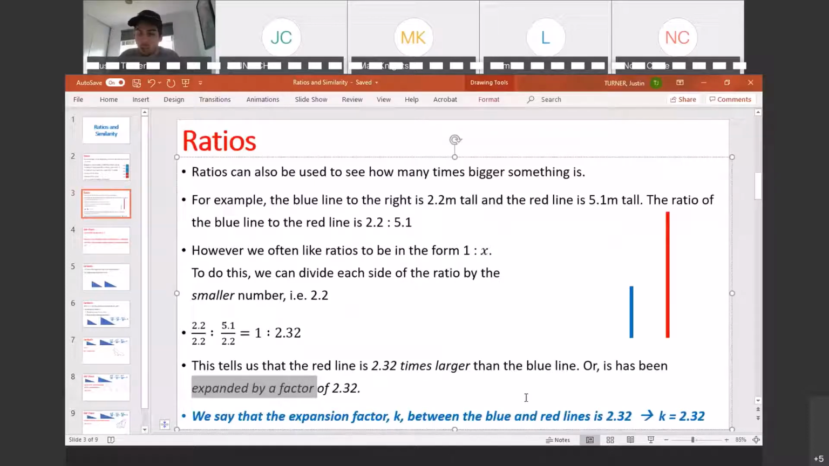And often in ratios and similarity, this expansion factor will have the pronumeral k. So k is often used for the expansion factor. We say that the expansion factor between these two lines is 2.32. So the way I like to think of it, you can sort of see it on a computer: you imagine you take this blue line, if you wanted to expand it 2.32 times, you're just stretching it up. That's essentially what that expansion factor is.